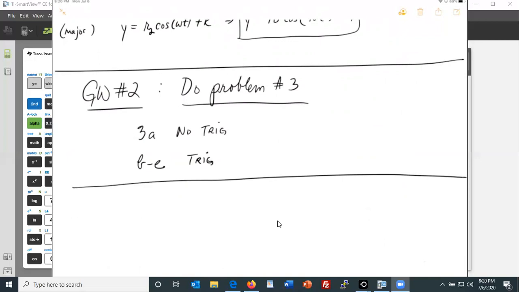So keep that in mind as you're doing this, so you understand that there is a difference there between problems that really require trig and others that do not, okay?